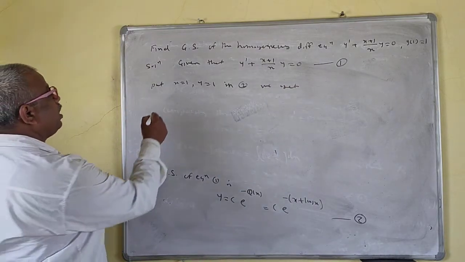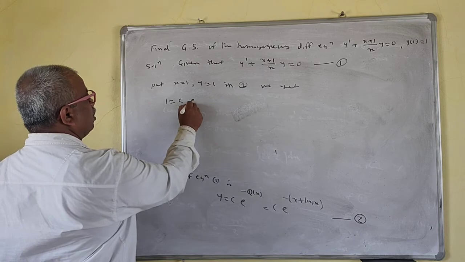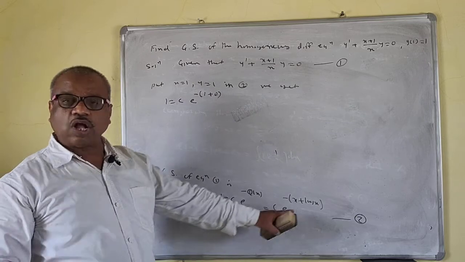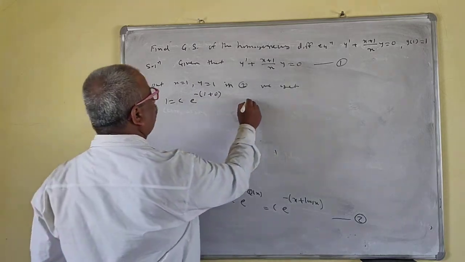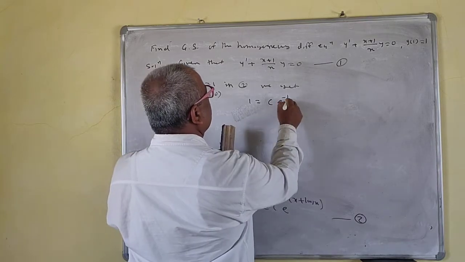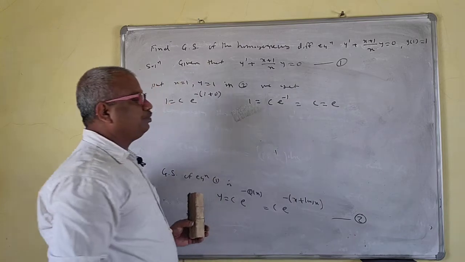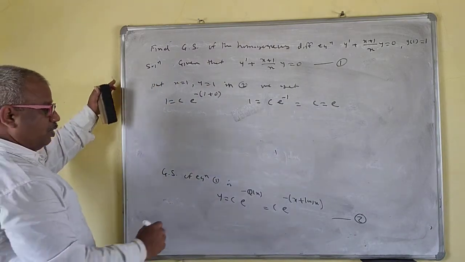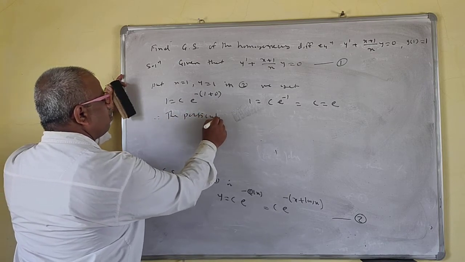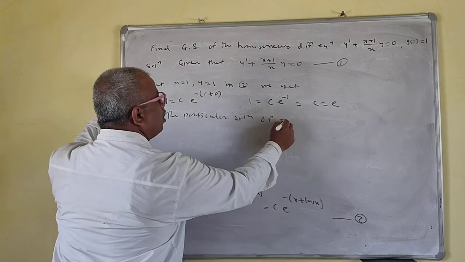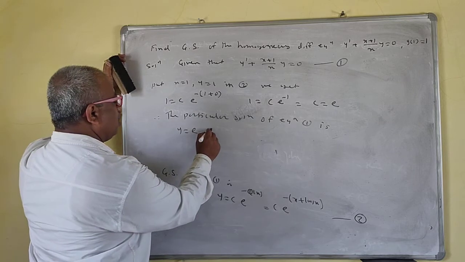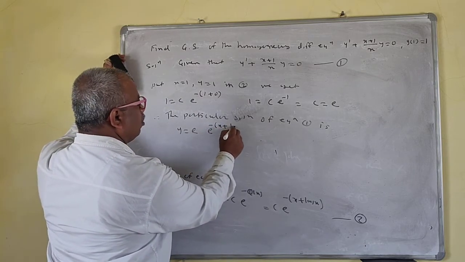So 1 is equal to c e raised to minus (1 plus 0), because log 1 is 0. So 1 is equal to c e raised to minus 1. So c is equal to e. Therefore, the particular solution of equation 1 is y is equal to e raised to minus (x plus log x).